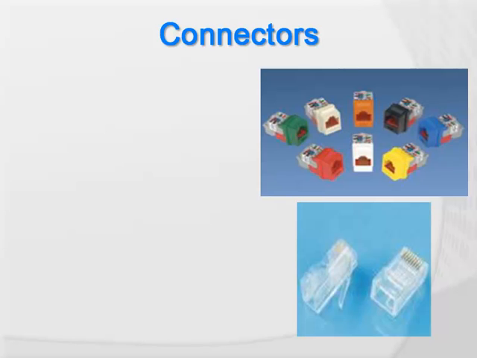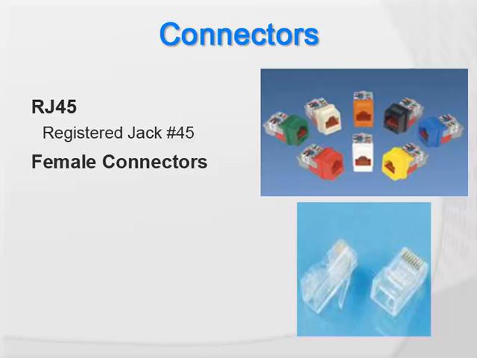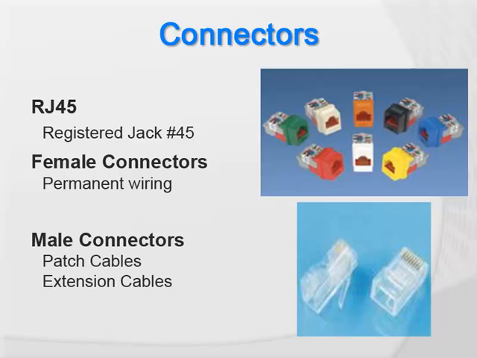At both ends of the cable, the wire pairs terminate into an 8-position modular connection referred to as an RJ45 connector, or registered jack number 45. Per IEEE 802.11 standards, female RJ45 connections are used to terminate all permanently installed wiring. Male connectors are used to terminate the ends of patch cables and extension cables. So you should never see a cable that is male on one end and female on the other.